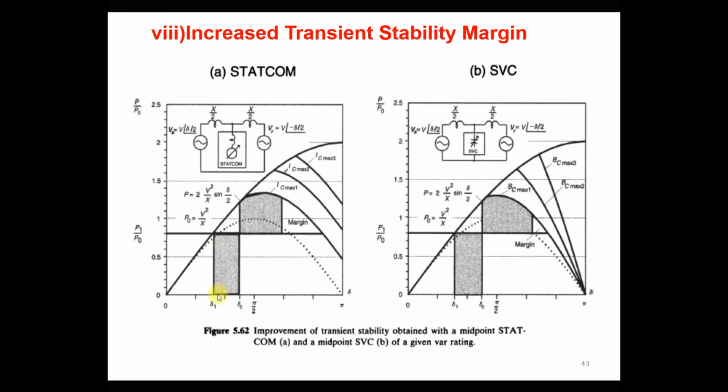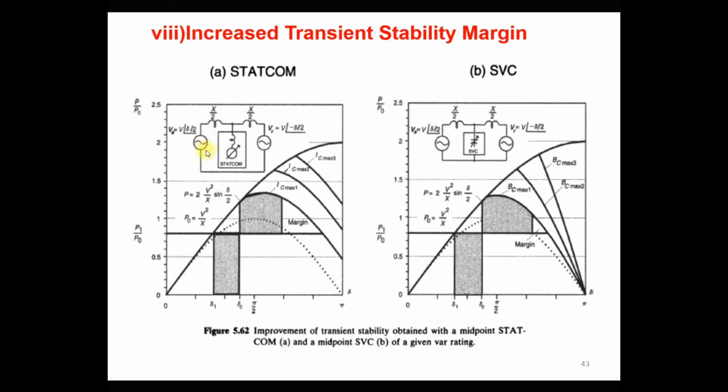At that time the fault happens, and because of that fault the steady state power becomes 0. As you can see, at this point, angle delta 1, the power becomes 0 because of the fault condition. During the fault, the sending end machine is accelerated. The sending end machine is this one, and this is the receiving end machine. In the same way in this system also, the sending end machine is this, the receiving end machine is this.